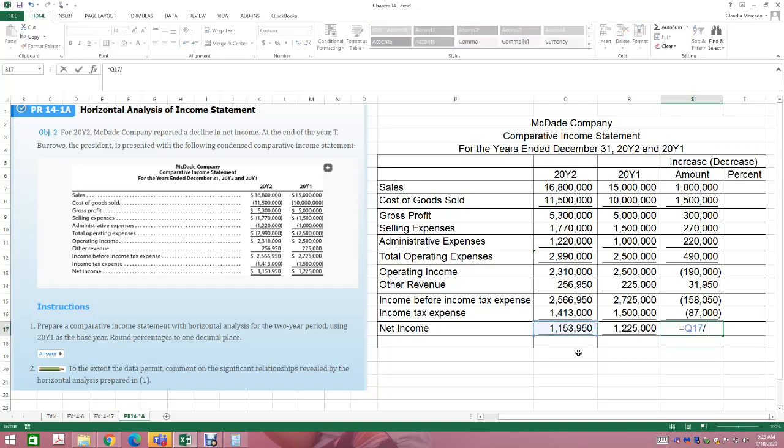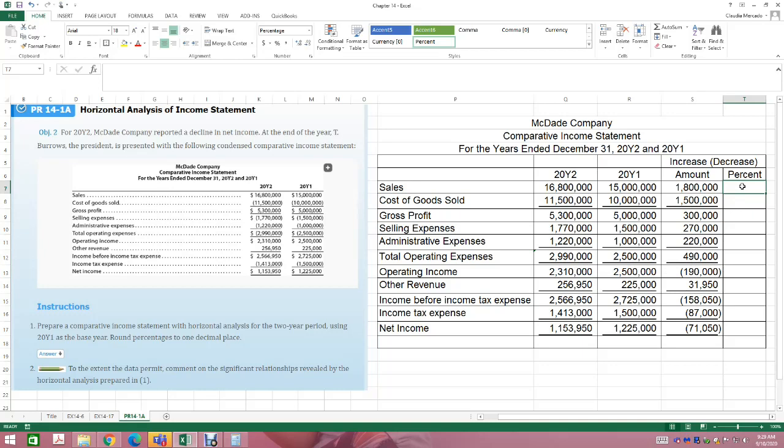And let's see what happened to our net income. Our net income dropped by 71,050. So last year I had net income of 1,225,000. This year I have net income of 1,153,950. Okay? So that is how we calculate our difference. You compare current year to prior year. Did it go up or down? If it went up, it's positive. If it went down, like in the case right here, from 2.5 to 2.3, it's a decrease.